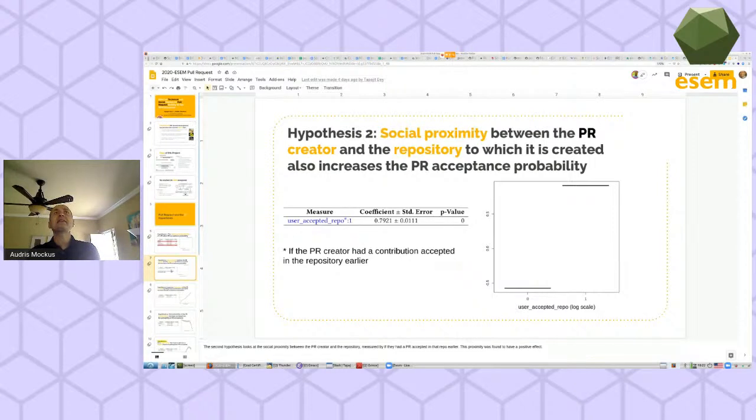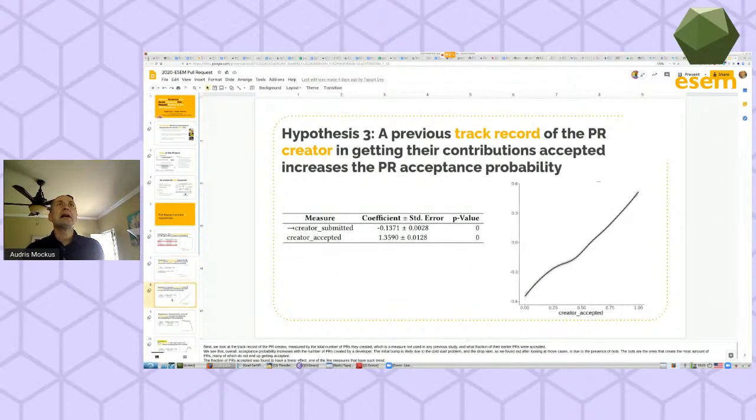Another hypothesis is that social proximity between the PR creator and the repository to which it is created also increases PR acceptance. So this basically says that, well, if you worked with people on the repository to which you're committing this PR, that would increase the chances of acceptance. And again, we see a pretty huge effect, and it's statistically significant as well.